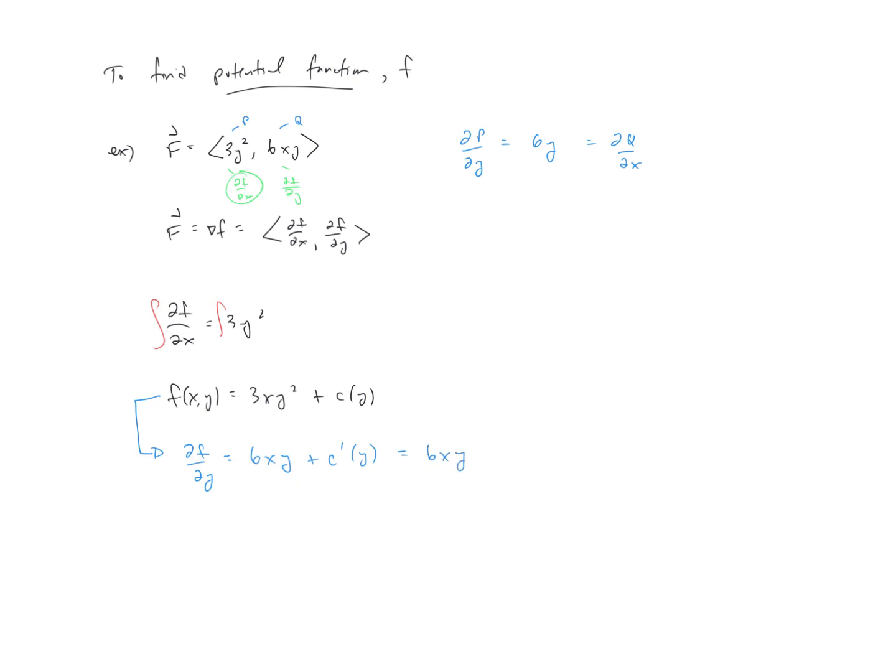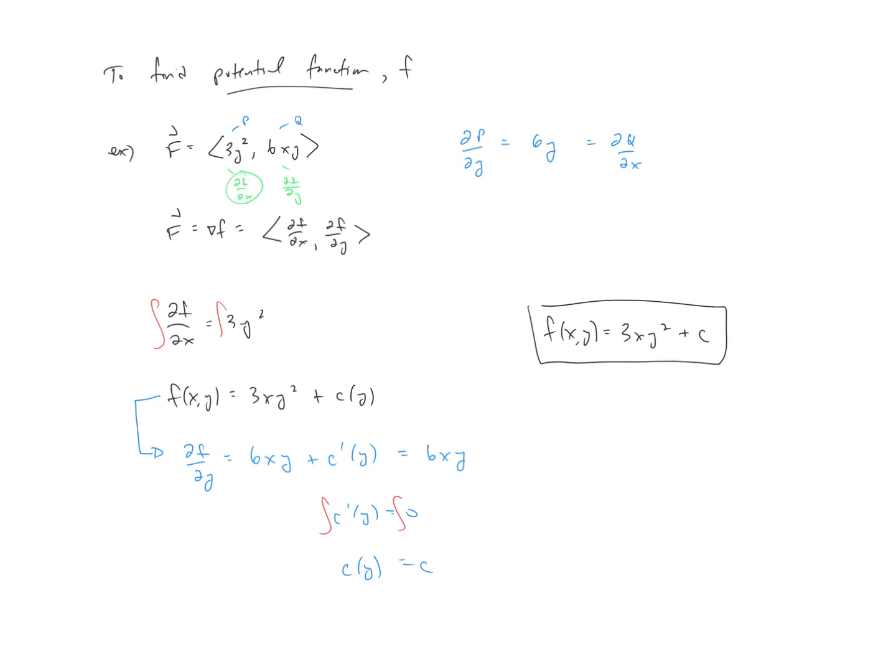I've got now an equation here to solve. This guy right here equals this, allowing me to solve for c prime of y. In this case, c prime of y equals 0. To get rid of that derivative, remember I'm trying to find what this is, so to get rid of that derivative, we'll go ahead and integrate, which means that c of y now just equals some regular constant c. So my final answer here for my potential function, f of xy, would equal 3xy squared plus c.